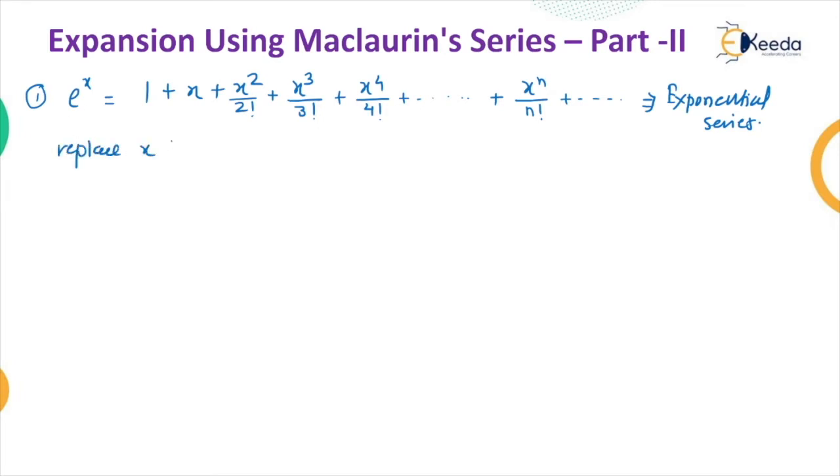Now in this formula we have to replace x by minus x, and we get the new series expansion of e to the power minus x. So what do we get if x is replaced by minus x? 1, then the next term, replacing x by minus x, becomes positive, so x square divided by 2 factorial. The next term we get is x cube divided by 3 factorial, then x power 4 upon 4 factorial plus and so on. This is the series expansion.